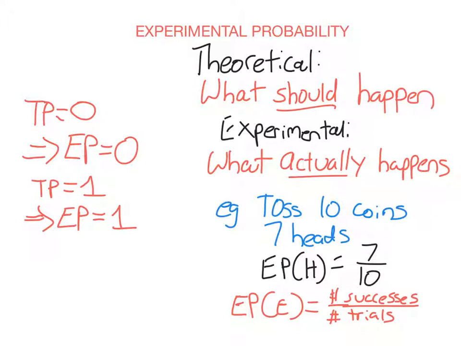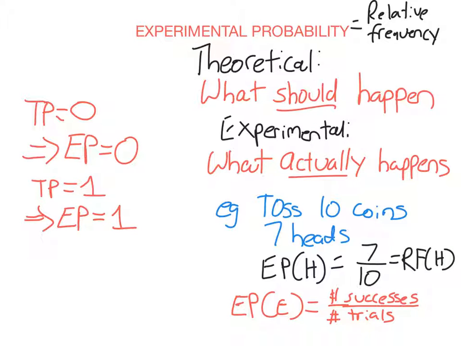Okay? I just want to make a quick note that experimental probability is also called relative frequency. They are the exact same thing. So in my example, when I said that if I toss a coin 10 times and I get 7 heads, the experimental probability of getting a heads is 7 over 10, but so is the relative frequency of getting a heads. They are the exact same thing.